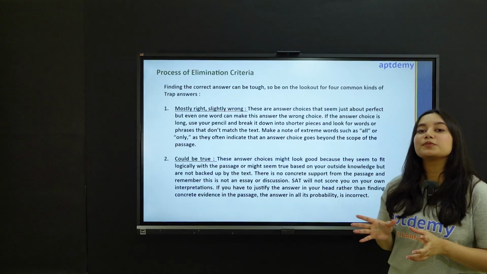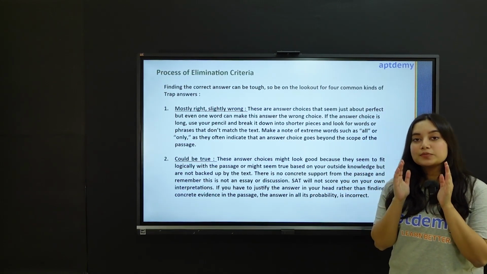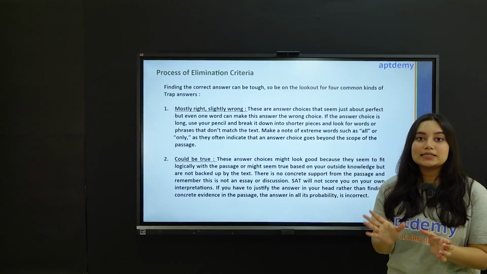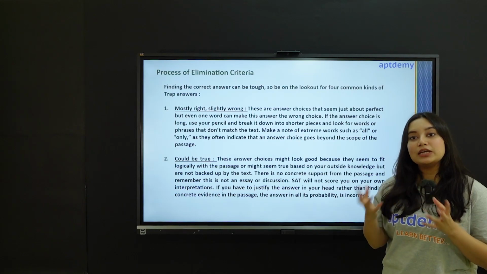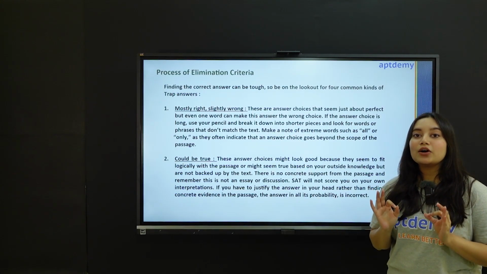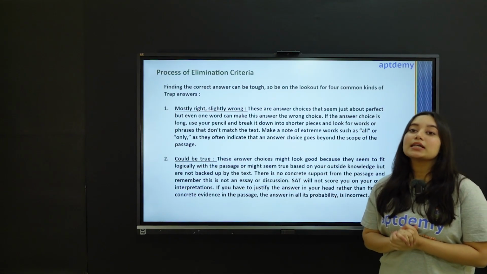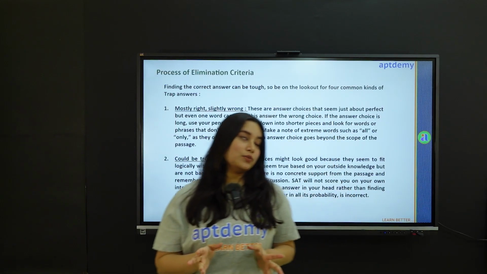If the answer option is long, use a pencil to break it down into small bits and pieces and analyze it. If there are 1 or 2 words that do not go, or maybe an extreme word like all or never, always mark that option as invalid, because the SAT will never have an extreme answer as the correct one.